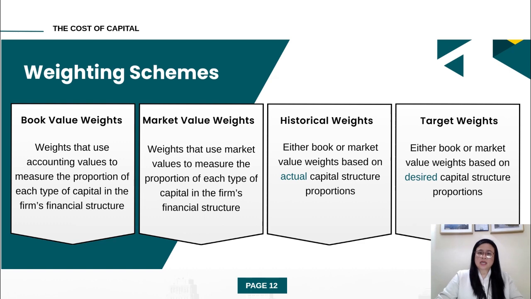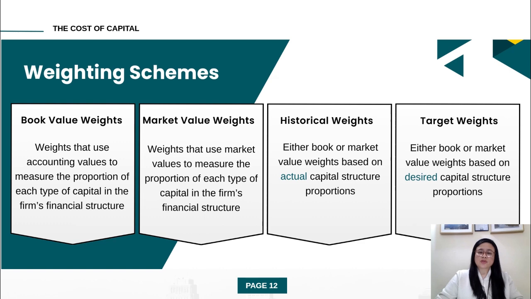Okay, weighting schemes. What does it mean, weighting schemes? This is used to calculate the proportions of different types of capital, such as debt or equity. In a company's financial structure, they use weighting schemes to decide how much importance to give to each source. There are 4 types of weighting schemes: book value, market value, historical weights, and target weights.